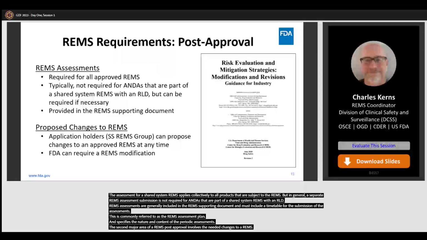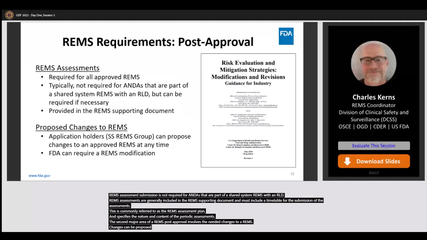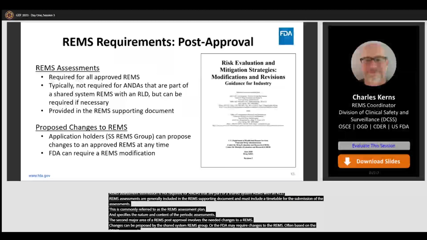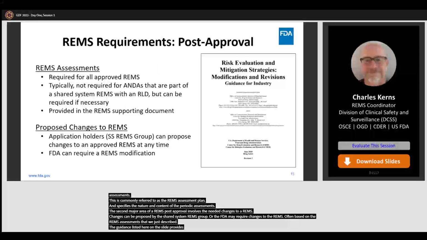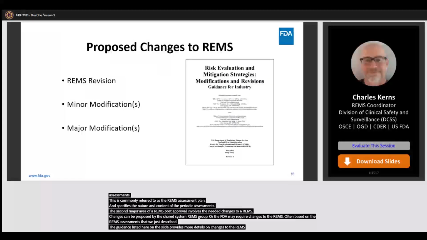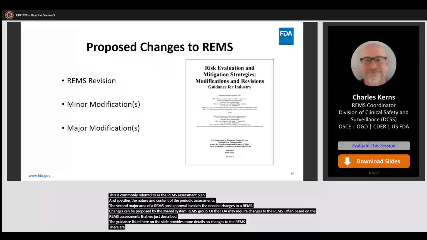Changes can be proposed by the Shared System REMS group, or the FDA may require changes to the REMS, often based on the REMS assessments that we just described. The guidance listed here on the slide provides more details on changes to the REMS. There are typically three main types of changes to the REMS, which may include a REMS revision, a minor modification, or a REMS major modification.